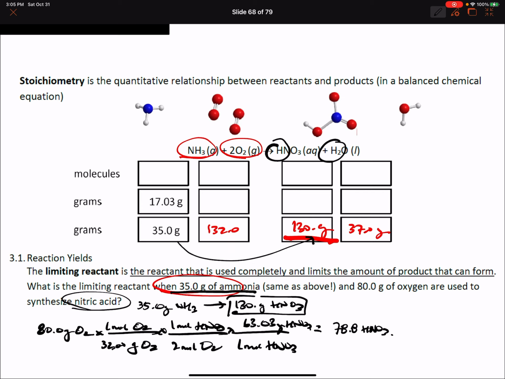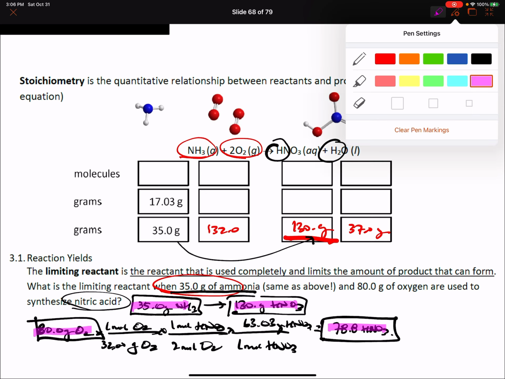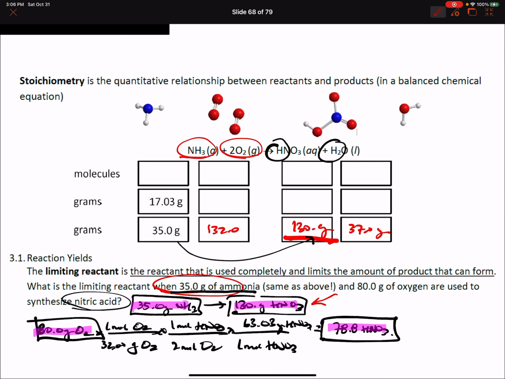All right, let's have a think on this. So these are the important things. If I had 35 grams of ammonia, I could make 130 grams of nitric acid. If I have 80 grams of oxygen, I can make 78.8 grams of nitric acid. Which one makes the least, right? I run out of oxygen first. I make less nitric acid. Why can't I make 130 grams of nitric acid? Because I run out of O2 first. So the limiting reactant is O2.